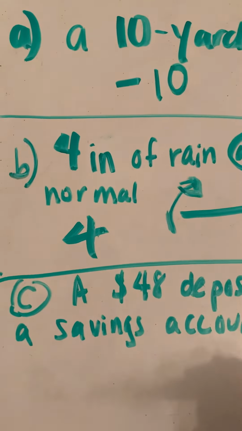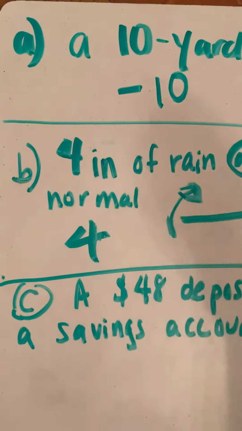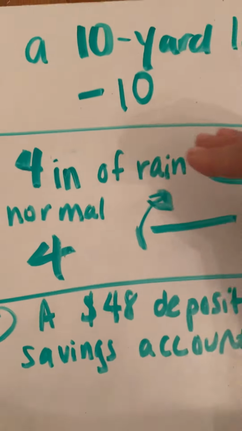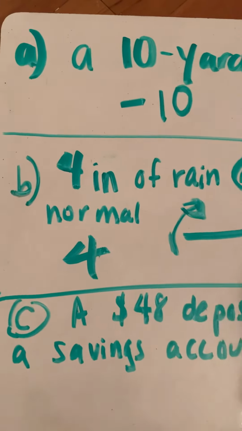Now, what would zero represent in this situation? Well, zero would represent the normal amount of rain. If it's above normal, then it's above the normal amount.